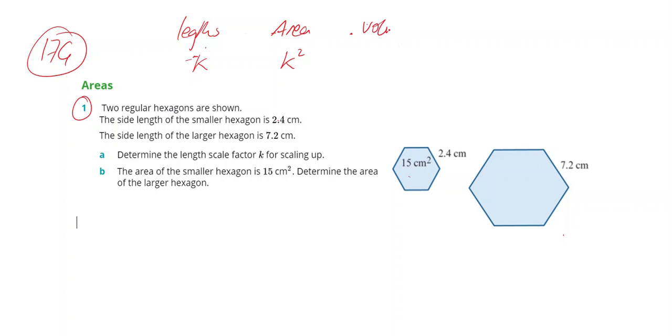For volumes, similar volumes, you need to multiply by K cubed, okay? So it's pretty straightforward once you get the concept: K for length, K squared for area, K cubed for volume.